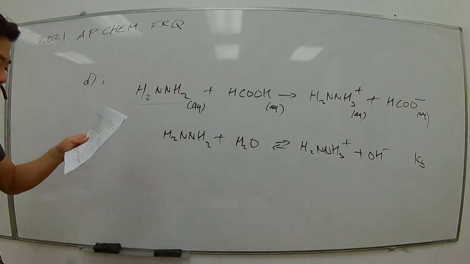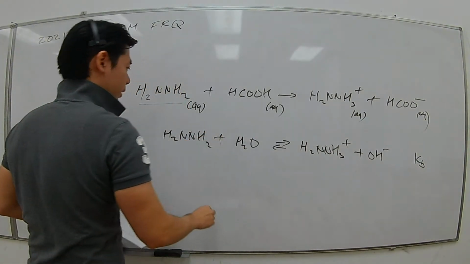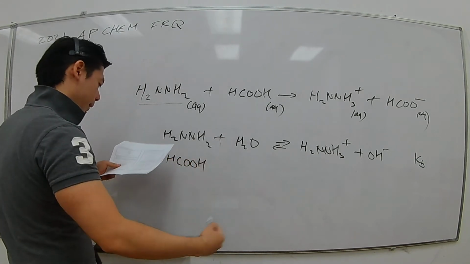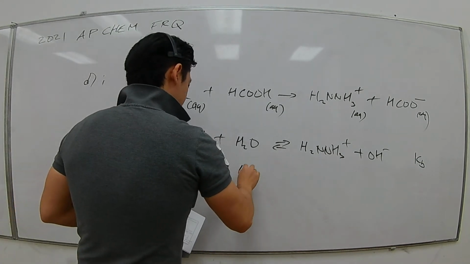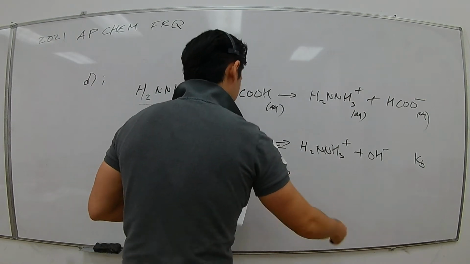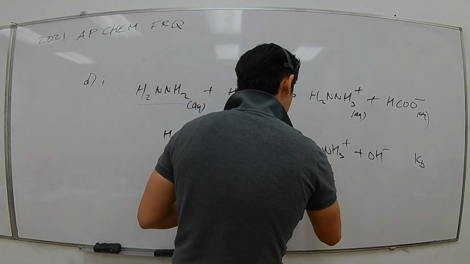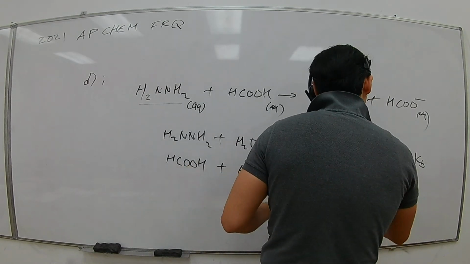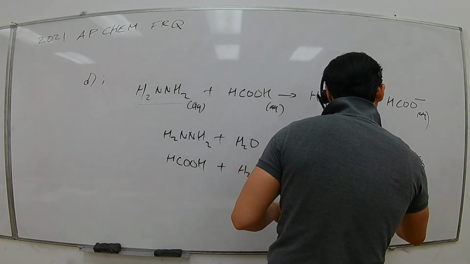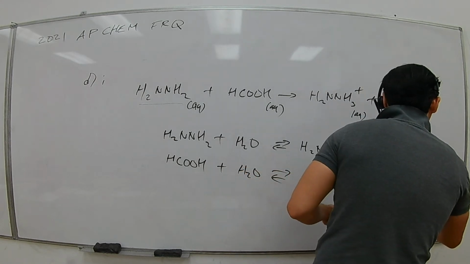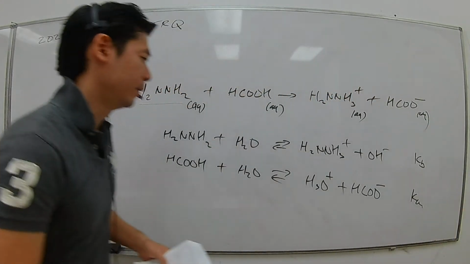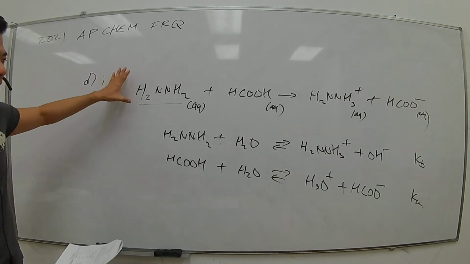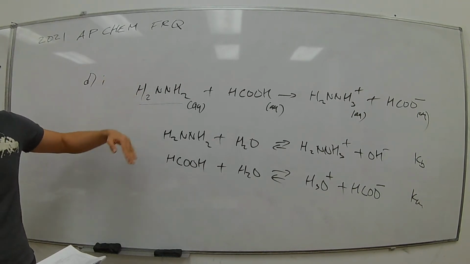And then I'm going to write the equation, guys, for this guy. So we have HCOOH plus H2O turning into H3O plus plus HCOO minus, and it's Ka value is provided in the question. Now if you add these two reactions, can you get this, or is there something missing? That's something you can ask yourself.